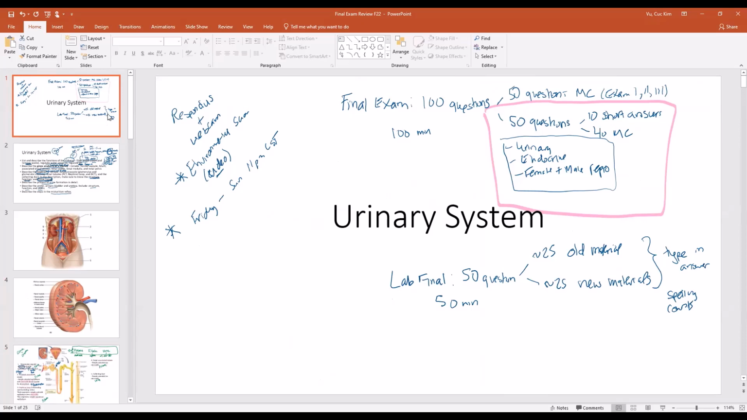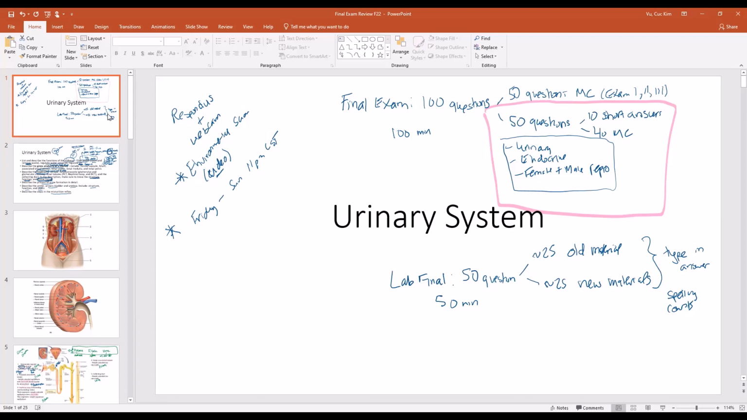Then the second half of the final exam is 50 questions, and it's going to cover the urinary, endocrine, female, and male reproductive systems. So those 50 questions are divided into these 4 chapters. You can see that there's going to be about 10 to 12 questions per chapter, so a lot more details in these. And the same format as your other exams: 40 of those questions are multiple choice and 10 are short answers, so you type those in at the end.